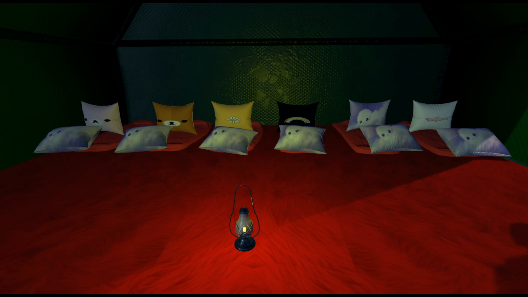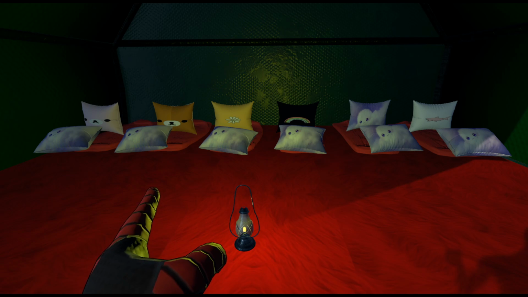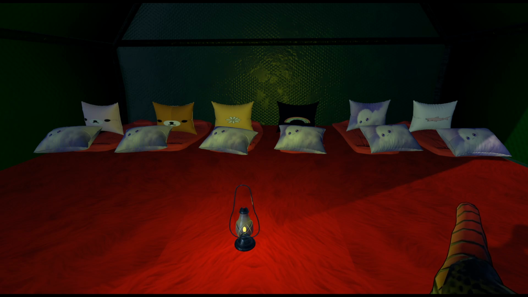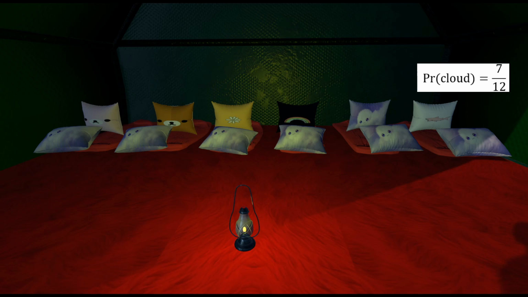And how many cloud pillows are there? There's 1, 2, 3, 4, 5, 6, and 7. So there are 7 out of 12. So to write that, we would say the PR, and in brackets, cloud, so the probability of picking a cloud pillow would be 7 out of 12.